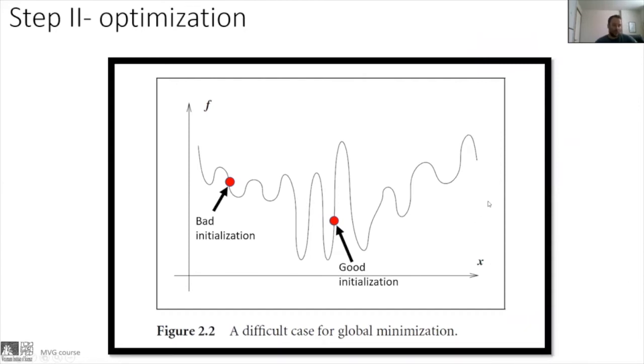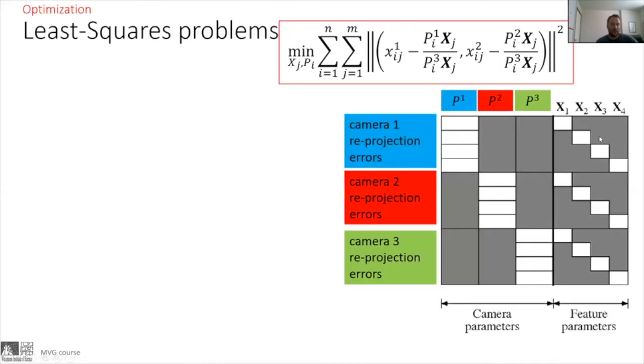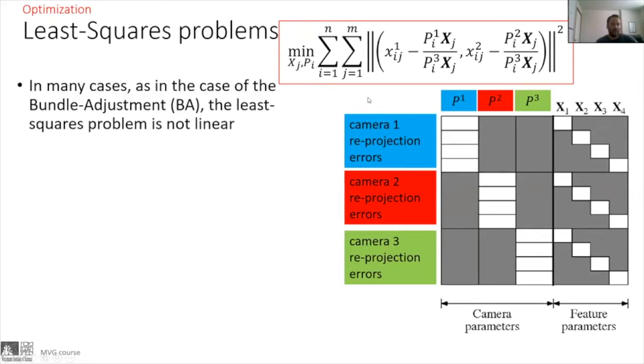So we discussed how to solve the problem for the initialization, which is the first step. And now we assume we have a good initialization. So let's see how we solve the optimization problem. A few words about this optimization problem. This optimization problem is called the least square problem. In the case of bundle adjustment, we have a non-linear least square.